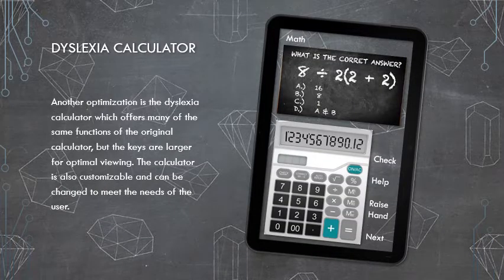We have a dyslexia calculator, and another optimization is the specialized dyslexia calculator, which offers many of the same functions of the original calculator, but the keys are larger for optimal viewing. And the calculator is also customizable, and it can be changed to meet the needs of each user.